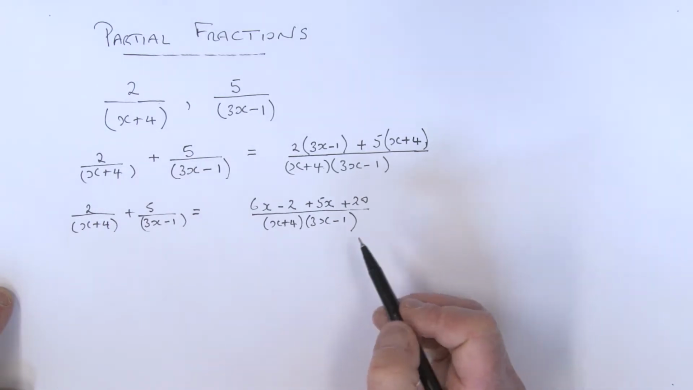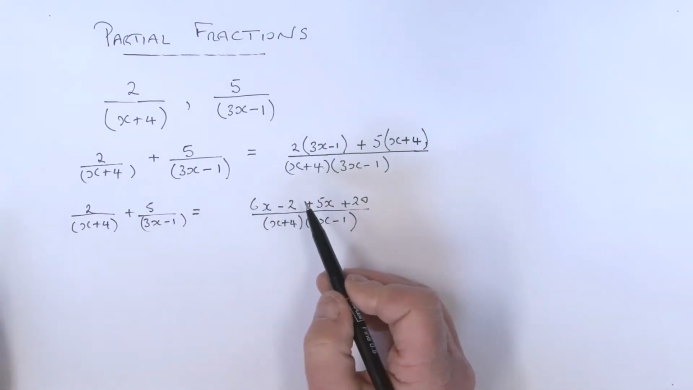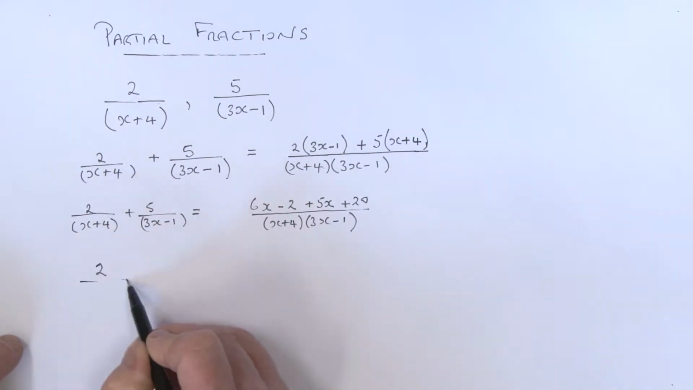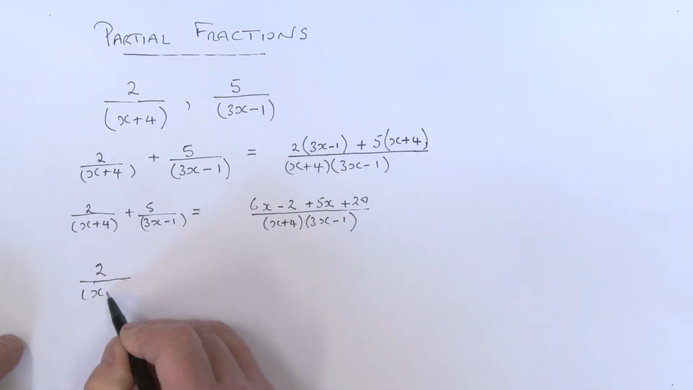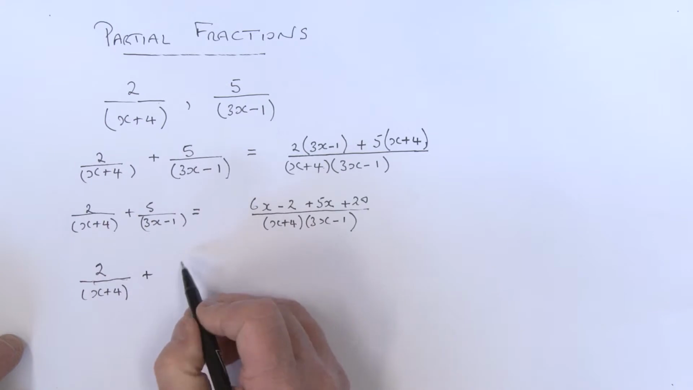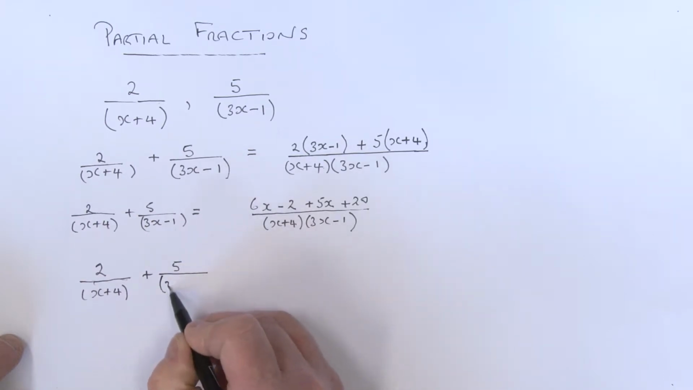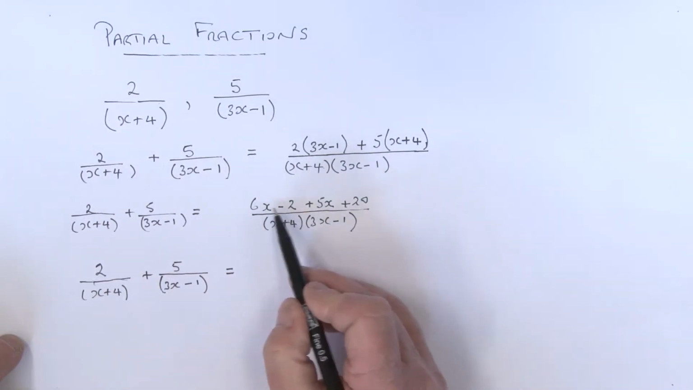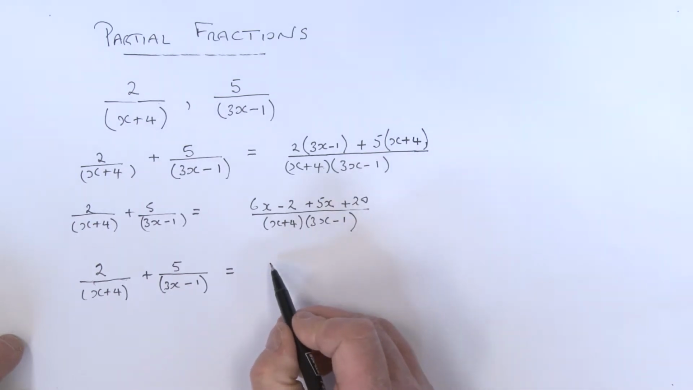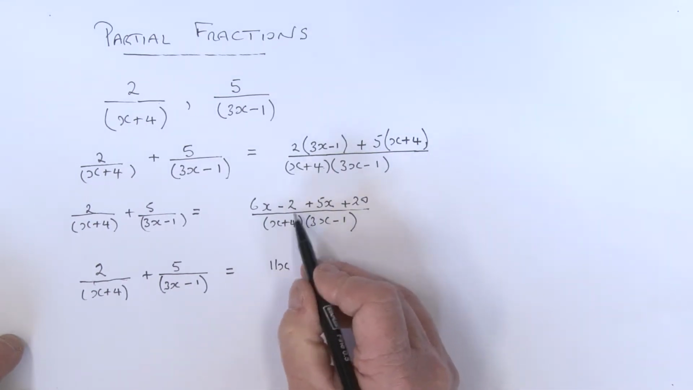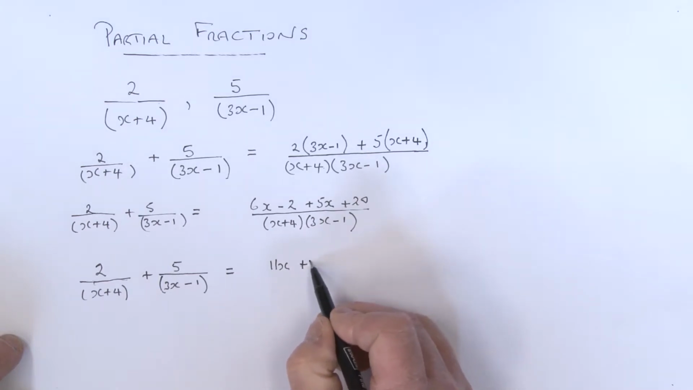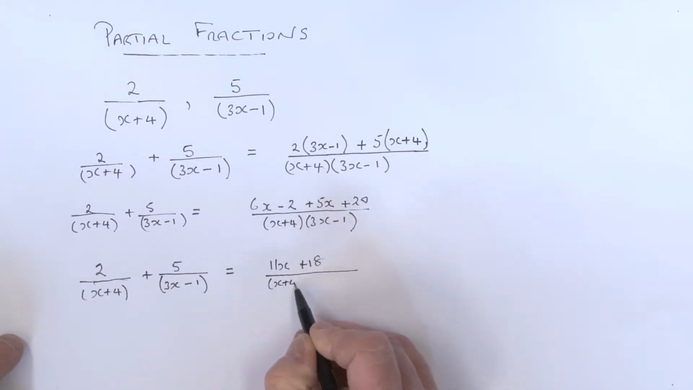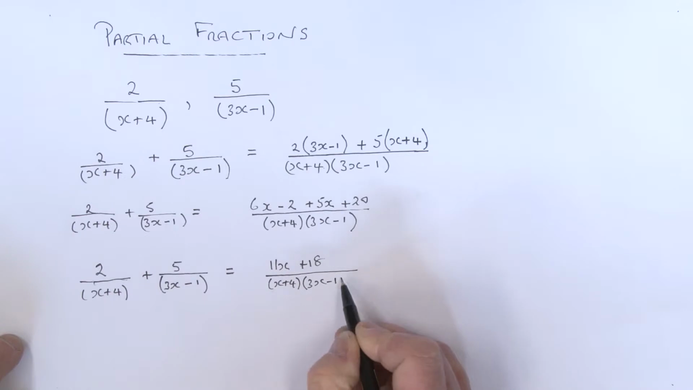Okay? So what can we do now? We can collect our terms together. So we have 2 divided by x plus 4, plus 5 divided by the 3x minus 1, and that is equal to what? How many x's do we have? We've got 6x and 5x, so that's 11x, and then minus 2 plus 20, so that's a plus 18, and that is divided by the x plus 4 multiplied by the 3x minus 1.